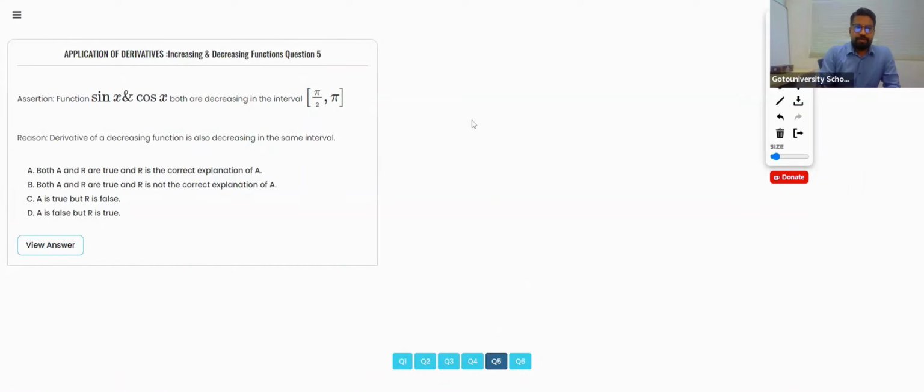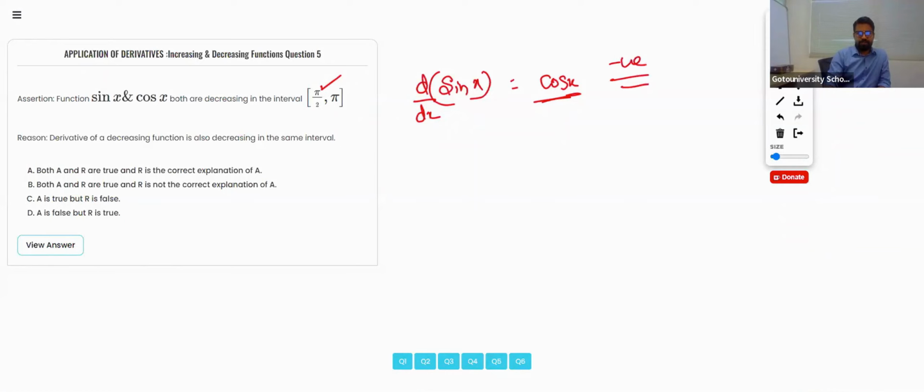The assertion says sin x and cos x both are decreasing in the interval pi by 2 to pi. Is it true? From pi by 2 to pi, are they increasing or decreasing? Let's see. What is d by dx of sin x? D by dx of sin x is cos x. And cos x from pi by 2 to pi, is it positive or negative? It is negative. So that is a decreasing function, correct.